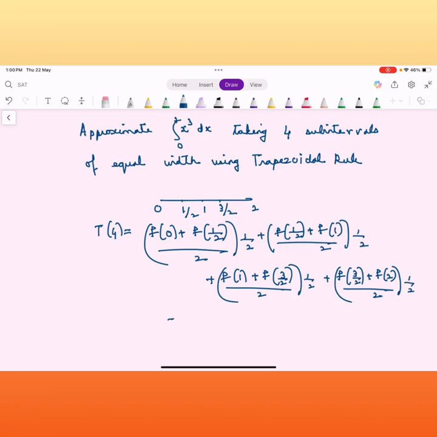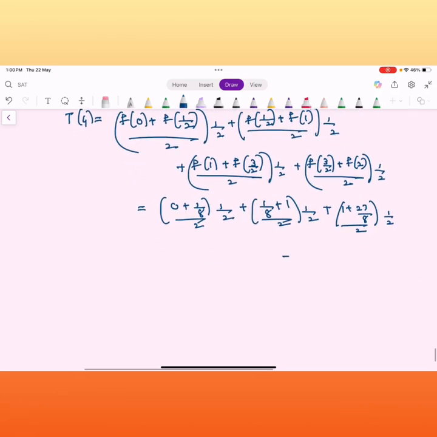So this would give you 0 plus 1 by 8 by 2 into half, plus 1 by 8 plus 1 by 2 into half, plus 1 plus 27 by 8 by 2 into half, plus 27 by 8 plus 8 by 2 into half. Note that your f of x is x cubed, and substituting you will get it as 17 by 4.